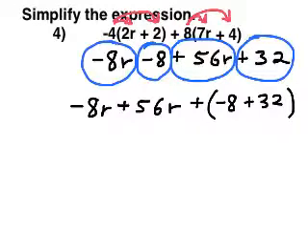Okay, now I can add them all together. Negative 8r, or combine them if you want to say it that way. Negative 8r plus 56r is 48r. Negative 8 plus 32 is 24. So our answer is 48r plus 24.